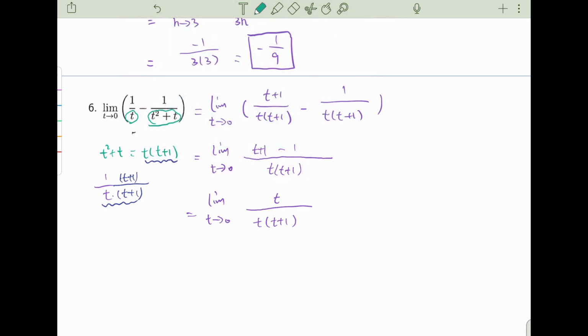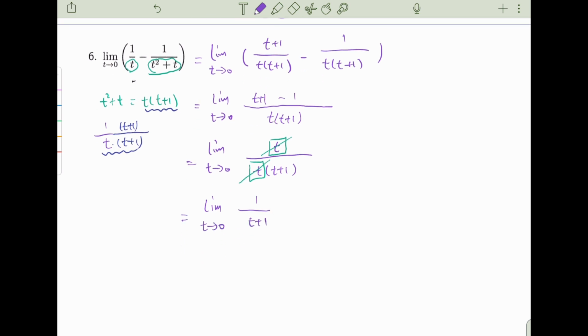And now I have the same factor t, which is the 0 factor, cancel it out, and I'm left with 1 over t plus 1. Now plug in, right? So I have 1 over 0 plus 1, which is equal to 1. Okay, so basically same as the fifth question. You will need to do some work to simplify the fraction before you can do the cancellation. So that is question 6.